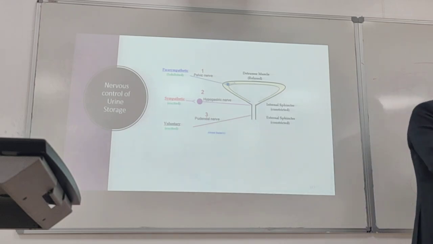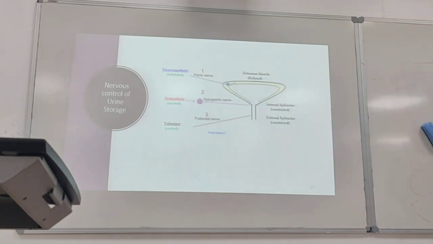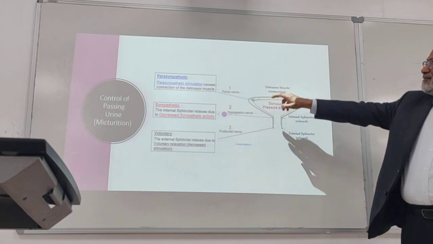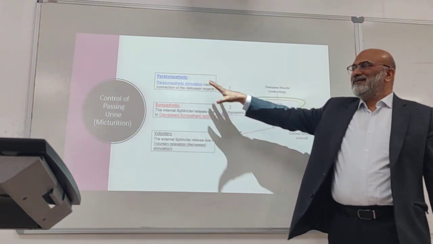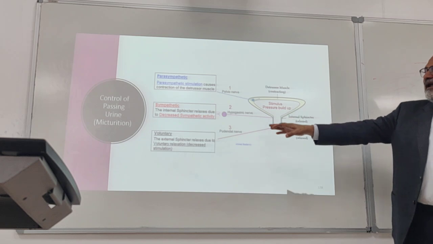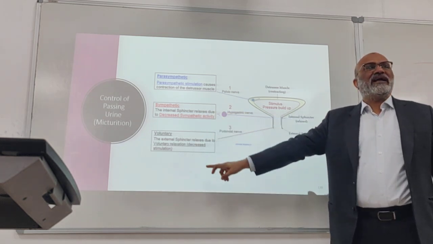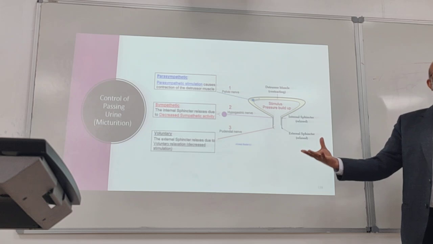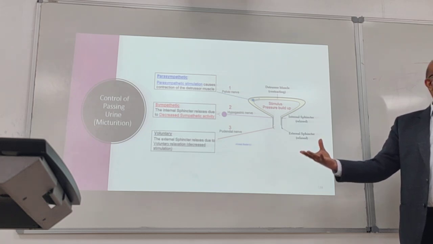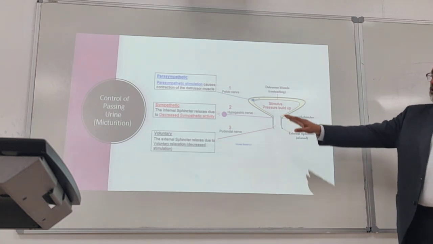And now we want to pass urine. How will we pass urine? We will stimulate the parasympathetic. Very good. It will contract the bladder. And we will inhibit the sympathetic and pudendal. So this is open, this is open. This is relaxed. So the urine passes.